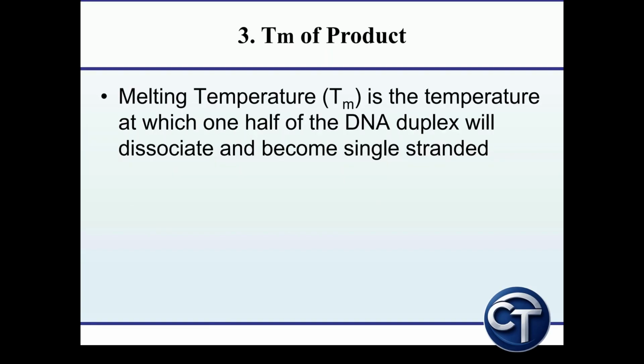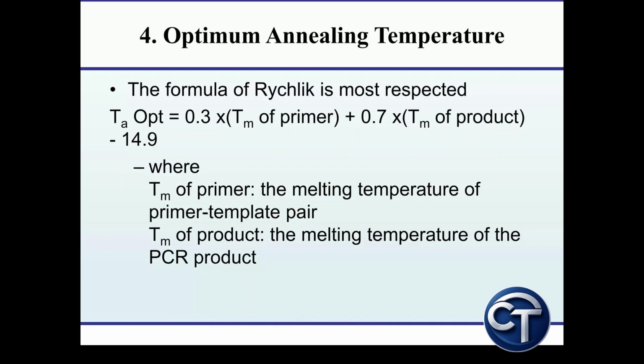The third factor is the melting temperature of our product. As already told, melting temperature is the temperature at which half of the DNA duplex will dissociate and become single-stranded. So how is the optimum annealing temperature calculated? We have a formula here: 0.3 times the Tm of the primer plus 0.7 times the Tm of the product minus 14.9, where Tm of primer is the melting temperature of the primer-template pair and Tm of the product is the melting temperature of the PCR product.